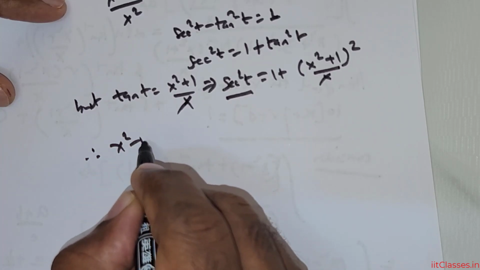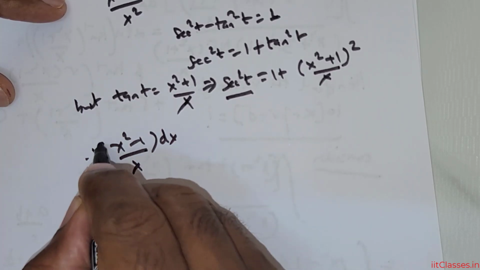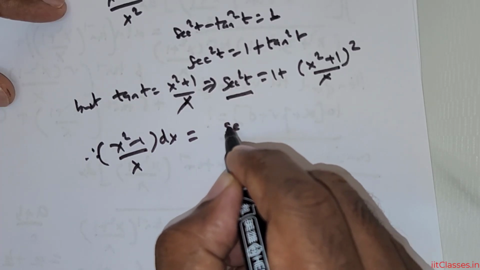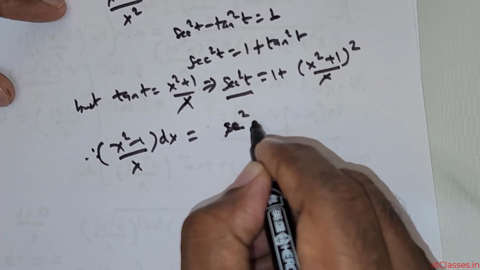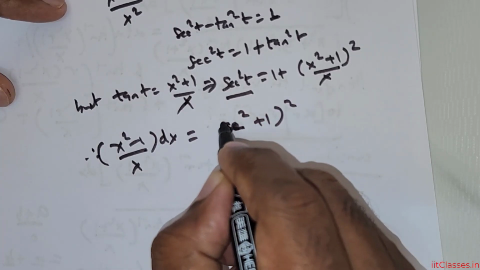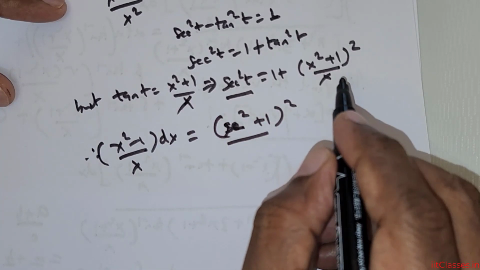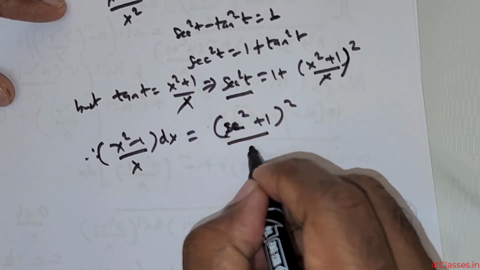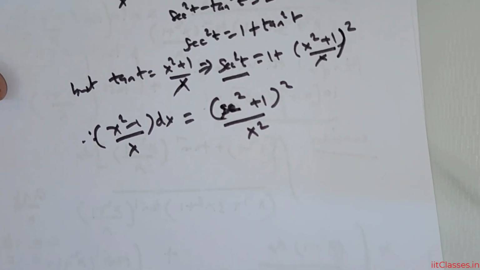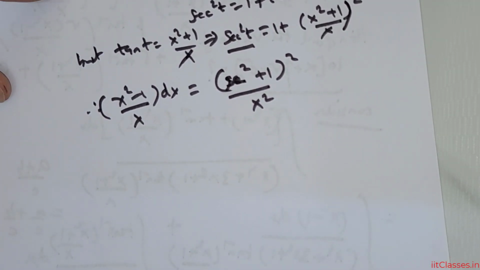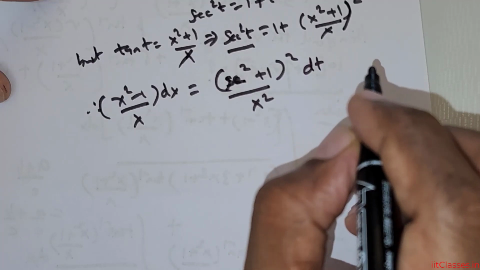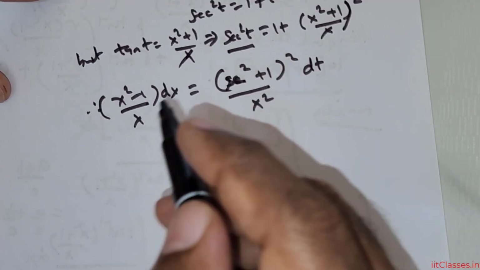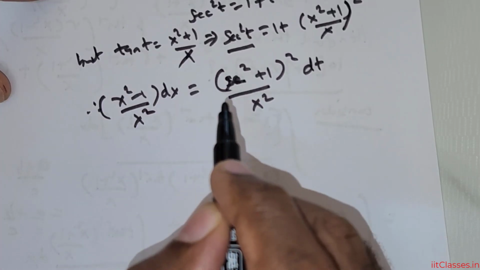Therefore (x squared minus 1) over x squared times dx is equal to, let me write that down, 1 plus (x squared plus 1) raised to the power of 2 divided by x squared, this entire thing squared, times dt. Okay, so this is what we have got. This is (x squared minus 1) divided by x squared.